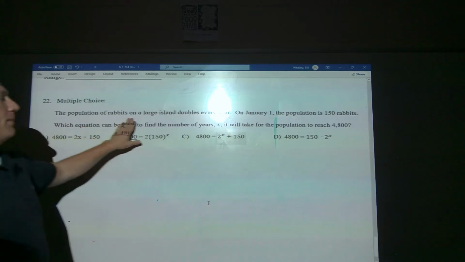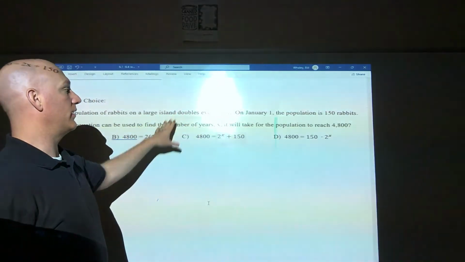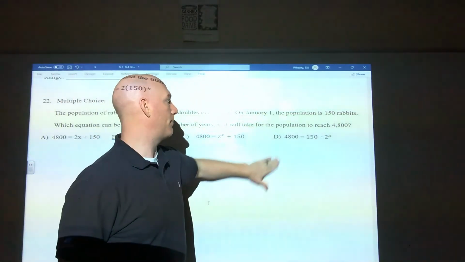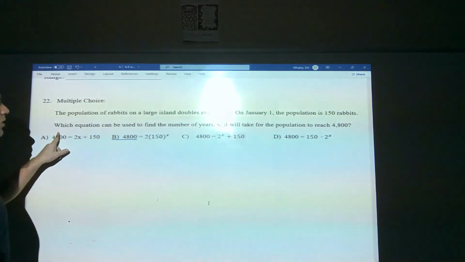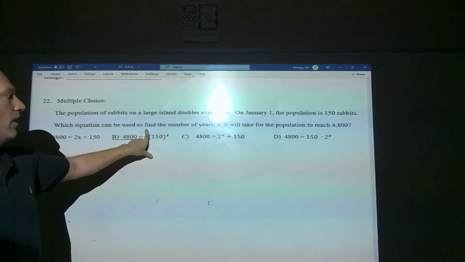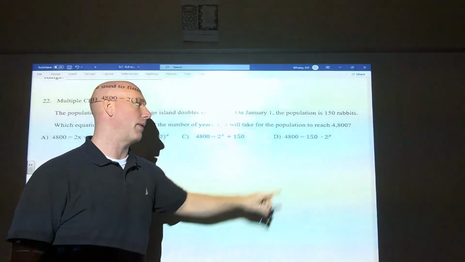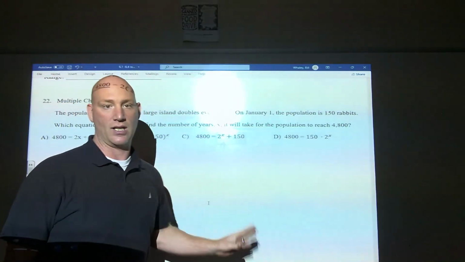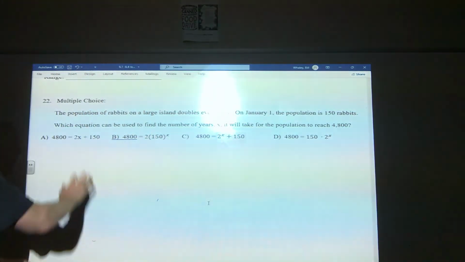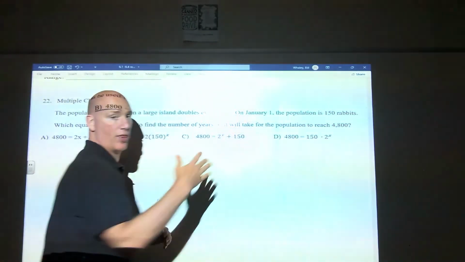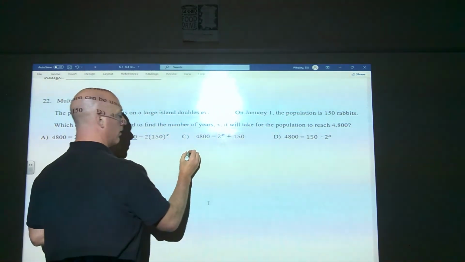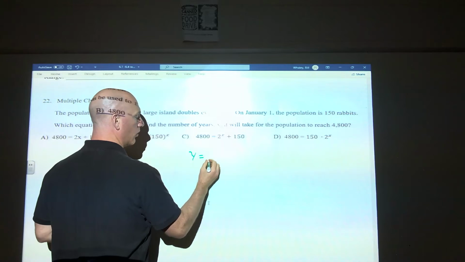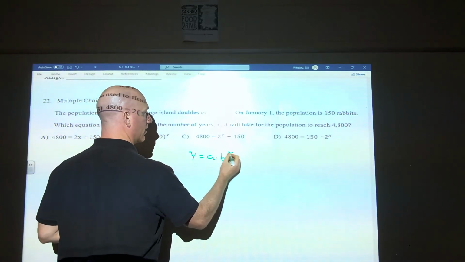The population of rabbits on a large island doubles every year. On January 1st, the population is 150 rabbits. Which equation can be used to find the number of years x it will take for the population to reach 4,800? So we're just going to write, and I'm going to look at these. I'm just going to think about y equals a times b to the x.